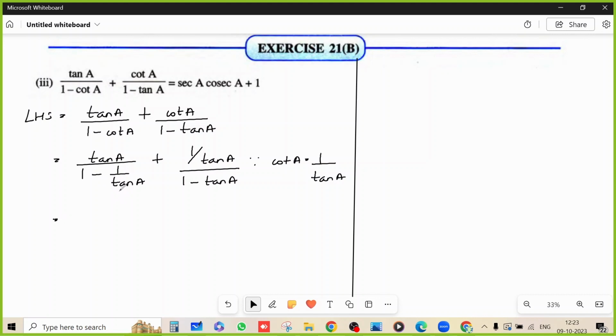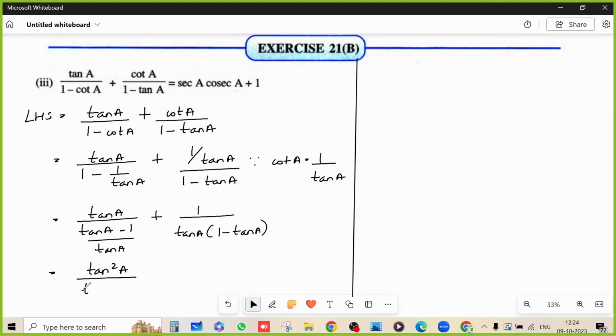Now we will take the LCM here. So this will become tan A divided by tan A minus 1 divided by tan A. And this will become 1 upon tan A, and this denominator will get multiplied with tan A. Now the tan A here can be shifted to the numerator. So this will become tan square A divided by tan A minus 1, and from this bracket we will take minus sign common. So this will become minus 1 divided by tan A, and the bracket now can be written as tan A minus 1.